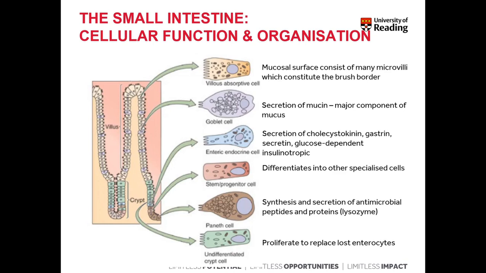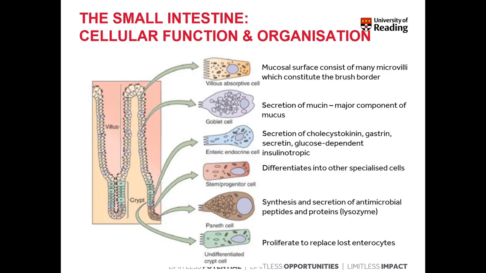So the villus absorptive cells are the main contributors to the brush border, and they're usually on top of the villus. Goblet cells mostly secrete mucin, which is a protein, a major component of mucus. Enteroendocrine cells are endocrine cells, as it says. So they produce hormones that then get secreted directly into the plasma, and these are mostly cholecystokinin, gastrin, secretin, and glucose-dependent insulinotropic peptide, or GIP.